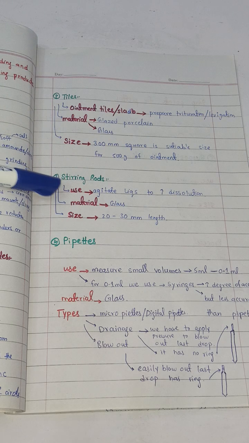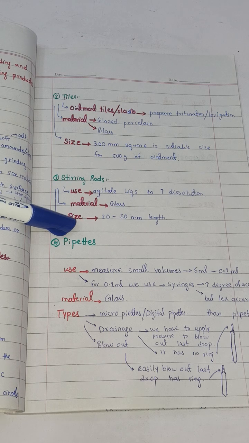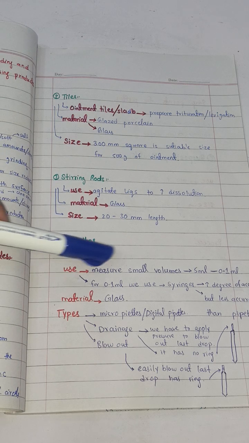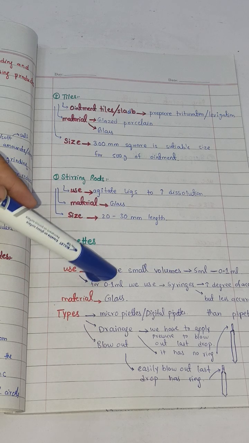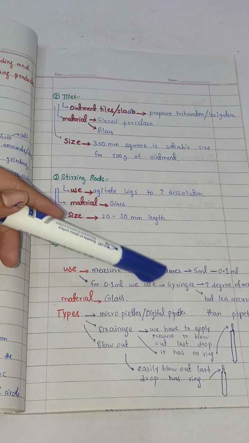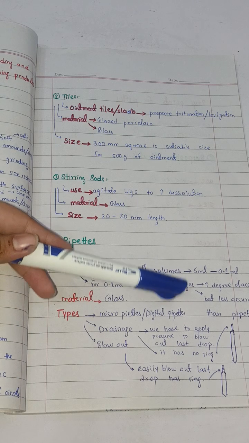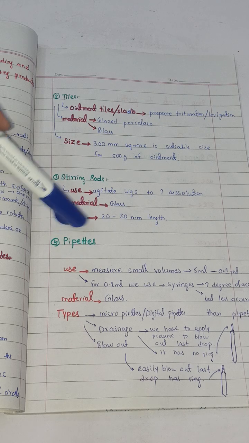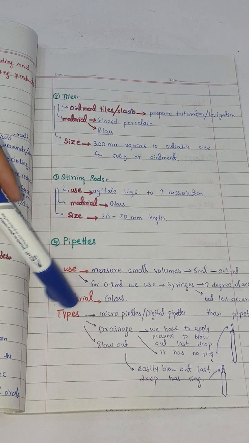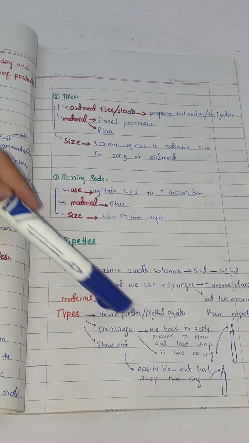Then stirring rods are used to mix liquids to increase the dissolution between them. Their material is glass and their size is 20 to 30 millimeters in length. Pipettes are used to measure small volumes from 5 ml to 0.1 ml. Very small volumes like 0.1 ml are measured with the help of syringes, because syringes have a higher degree of accuracy, but they are actually less accurate than pipettes. Pipettes are made of glass. Their types include micro pipettes, which are very small, and some digital pipettes are also available.